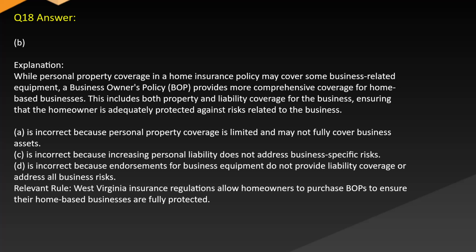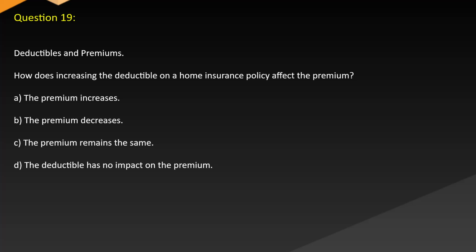C is incorrect because increasing personal liability does not address business-specific risks. D is incorrect because endorsements for business equipment do not provide liability coverage or address all business risks. Relevant rule: West Virginia insurance regulations allow homeowners to purchase BOPs to ensure their home-based businesses are fully protected. Question 19. Deductibles and premiums.